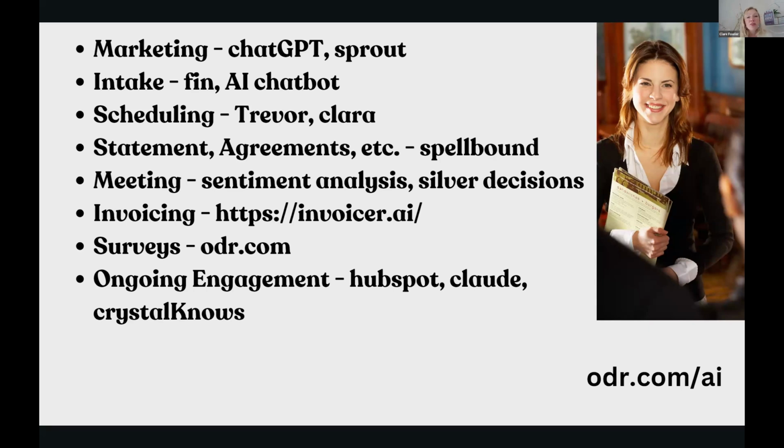Okay, next we have statements and agreements. What we have been looking at a lot is Spellbound. Spellbound is really cool because now we're starting to get into clients' confidential data, right? So this isn't public facing data. This is my client's confidential data that I need to keep safe. So what I like about Spellbound, Motion Eyes also does this. There's a couple of others, but right now Spellbound is my favorite. It's a program that I download that I add to Microsoft Word.